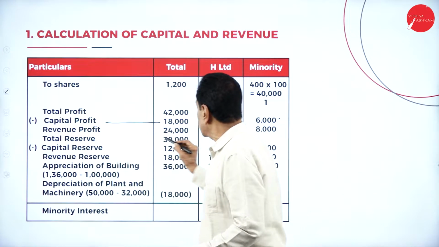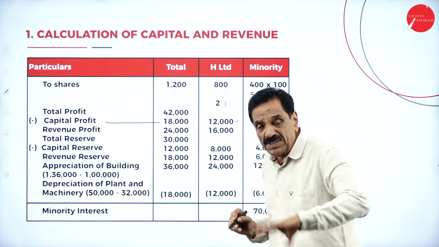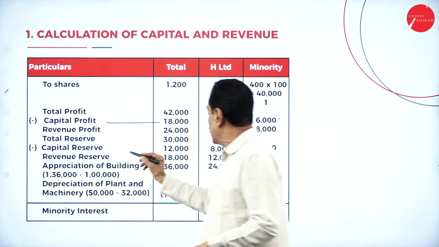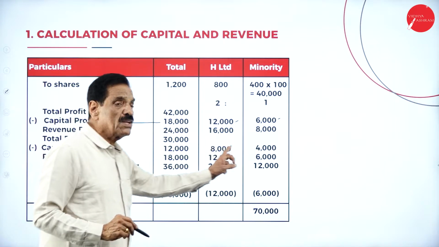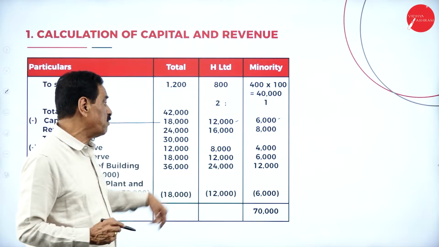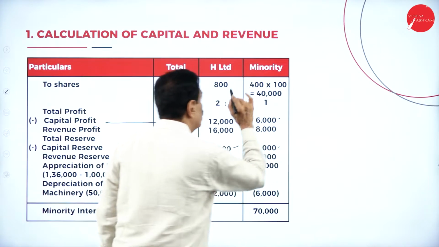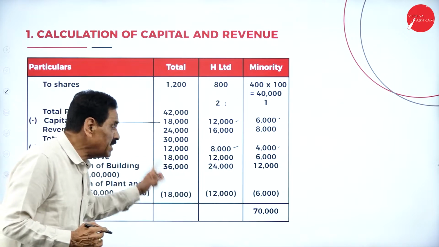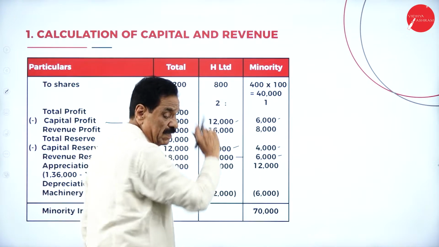Then the total reserve available in the balance sheet of S Limited is 30,000. At the time of acquisition, there was a capital reserve of 12,000, the remaining is 18,000. Share the 12,000 in the ratio of 2 is to 1. 2 by 3, 3 4s are 4 2s are 8,000 goes to H Limited, 4,000 goes to minority. The balance 18,000 is shared 12,000, 6,000.